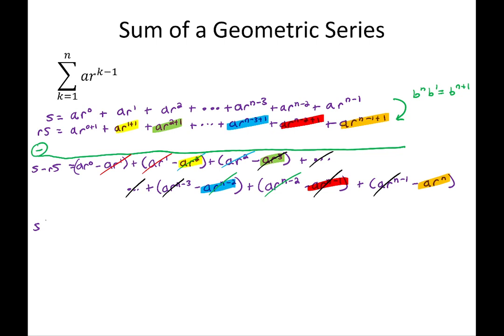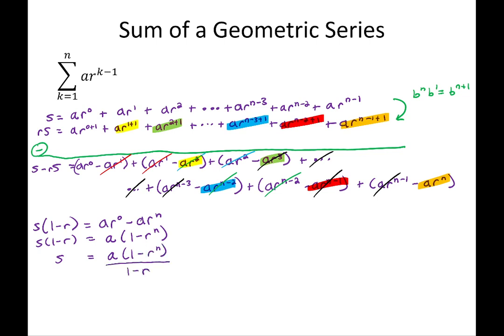So we have s, common factor out s from the left, so s times 1 minus r equals ar to the 0 minus ar to the n. So s times 1 minus r is equal to a times 1 minus r to the n. Then I'm going to divide both sides by 1 minus r. And that's the proof of the summation formula for the geometric series.